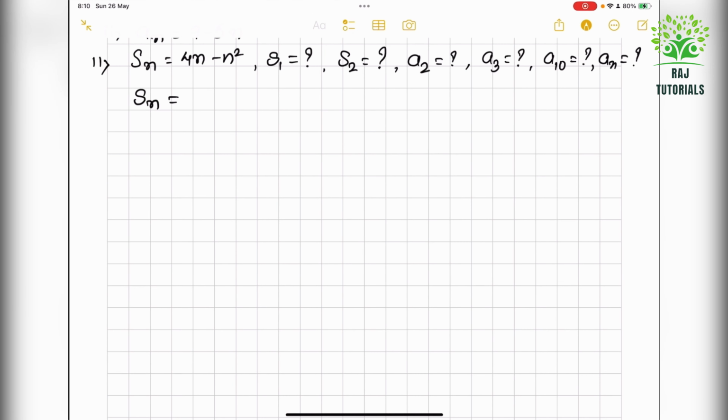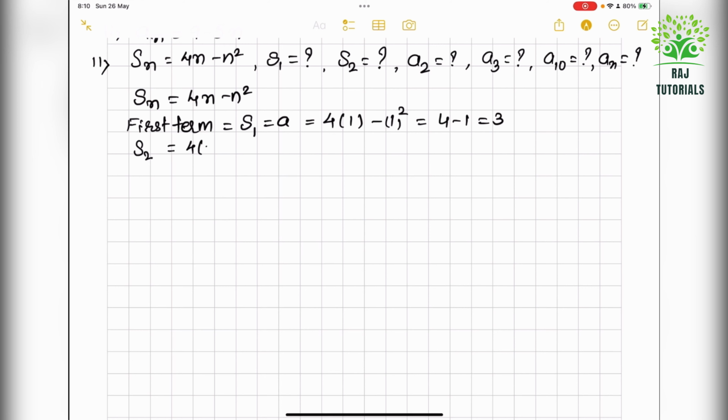Here we know that Sn equal to 4n minus n square. So first term, that is sum of one term, or A, that will be 4 into 1 minus 1 square. So that will be 4 minus 1, so 3. Then S2, that is sum of first two terms will be 4 into 2 minus 2 square. So that will be 8 minus 4. So 4.